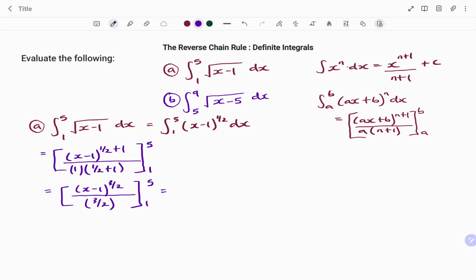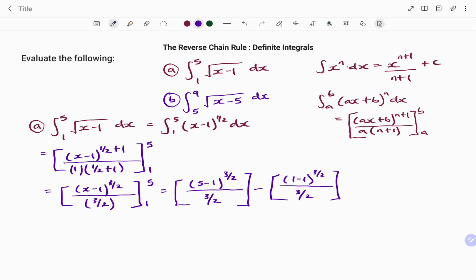And if I simplify further, I'll start with the upper boundary, which is 5. So every occurrence of x, I'm going to replace with 5. So I have at the top 5 minus 1, to the power of 3 over 2, divided by 3 over 2, minus the lower boundary, that's 1. So I'm going to replace my x with 1. I have in bracket 1 minus 1 to the power of 3 over 2 divided by 3 over 2, close bracket. If you look at the content of the second bracket, I have 1 minus 1, that will give us 0.